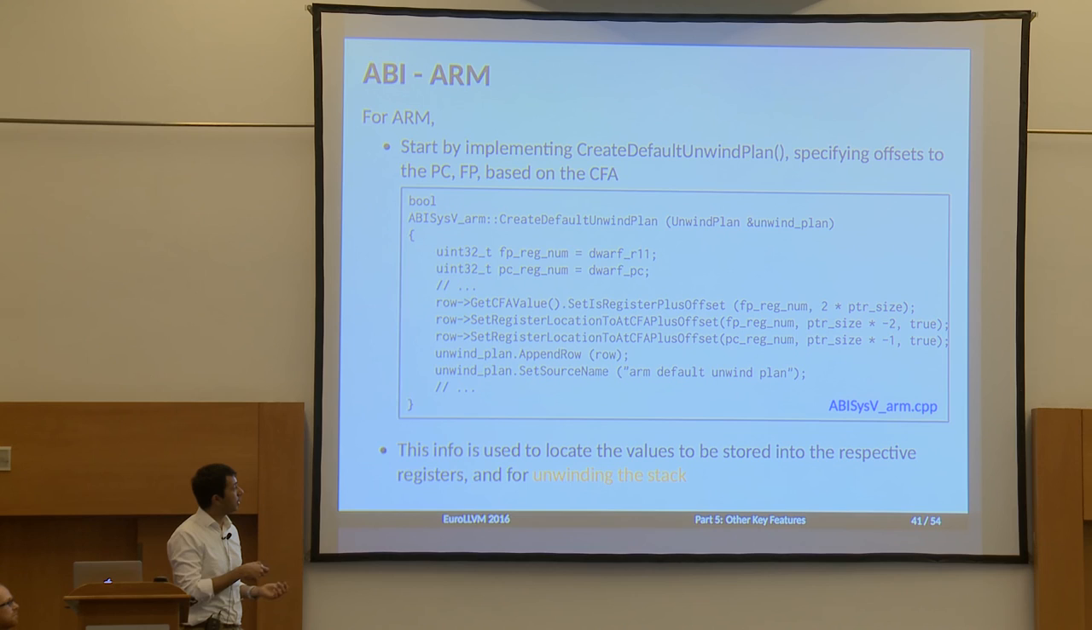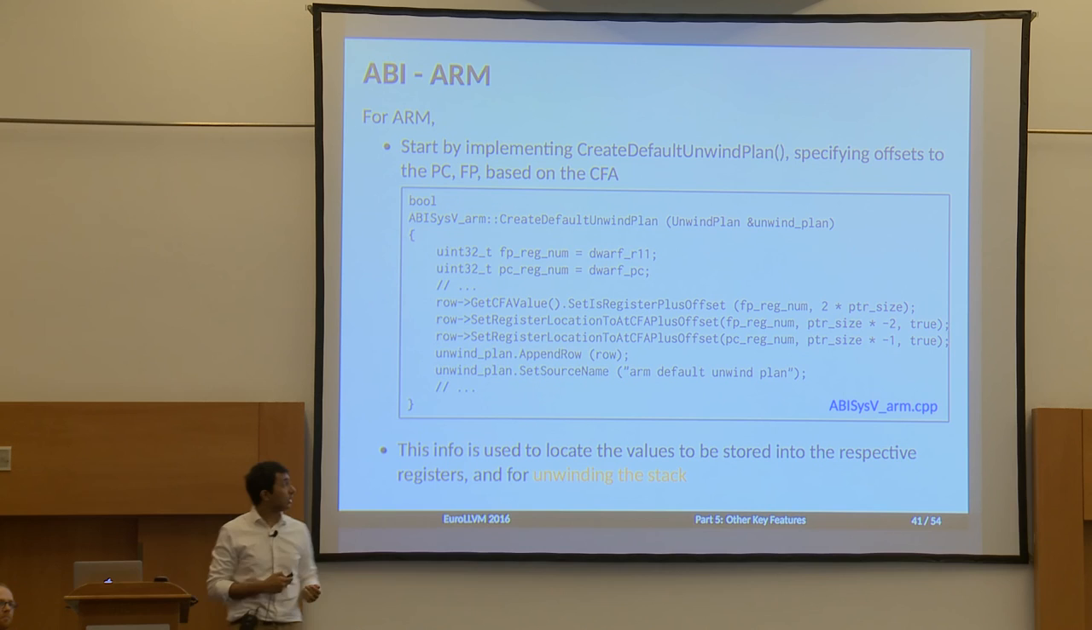minus 4. CFA is the canonical frame address, which points to the beginning of the frame. So it's just an example, to show you how things are normally done, how we would proceed, and how you can proceed for implementing this for your target. And these values will be used for storing the values into the respective registers and for unwinding the stack. So that's for the API.